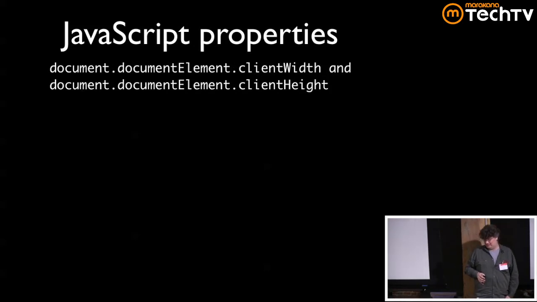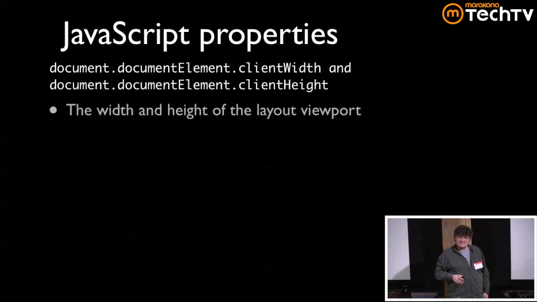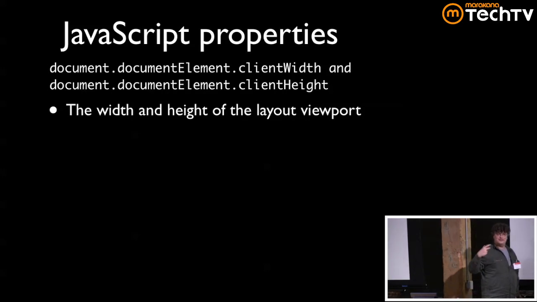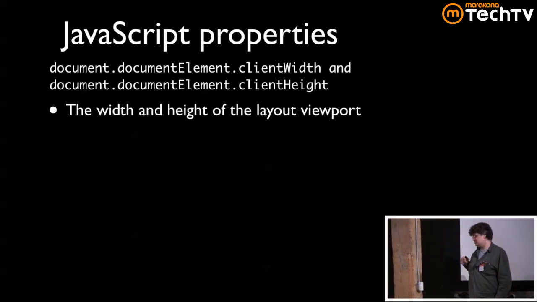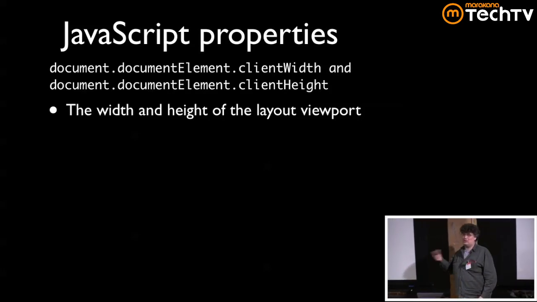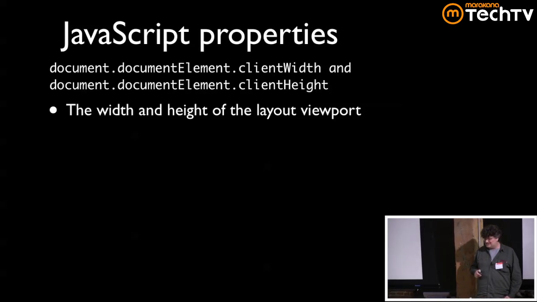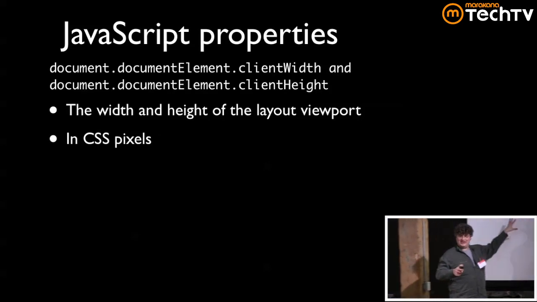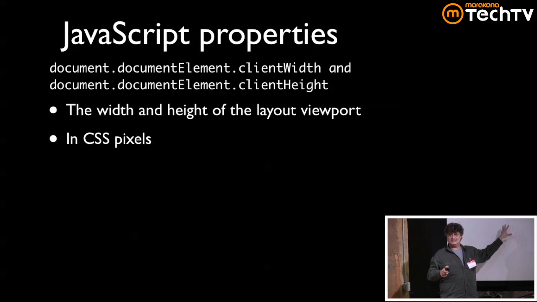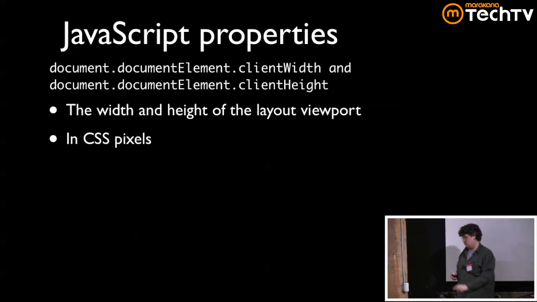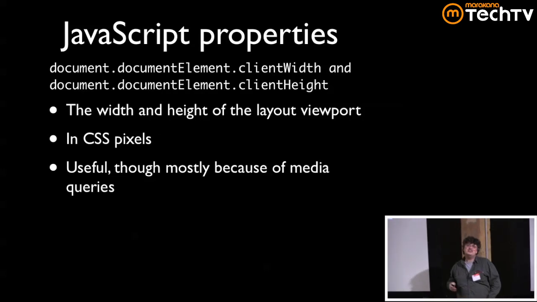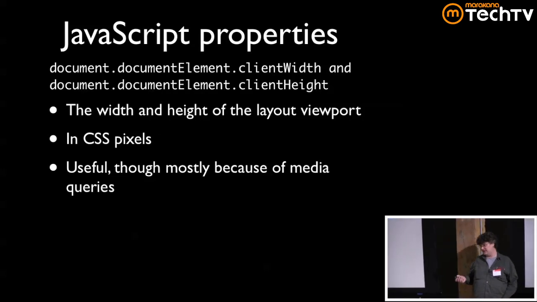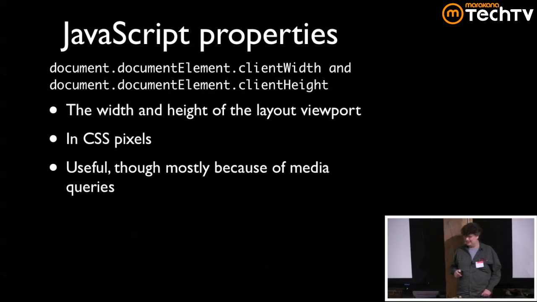Document element client width and height. This is the width and height of the layout viewport. So basically, without any intervention on the iPhone, it would be 960 pixels wide. And on Android, somewhere between 800 and 1,000. This is measured in CSS pixels because it's the basis of all your CSS calculations, right? If you give a padding left of 34%, it's going to be 34% of the layout viewport. It's kind of useful, mostly because of media queries, which I'm going to talk about later. So let's forget that for the moment. But yeah, this gives useful information.